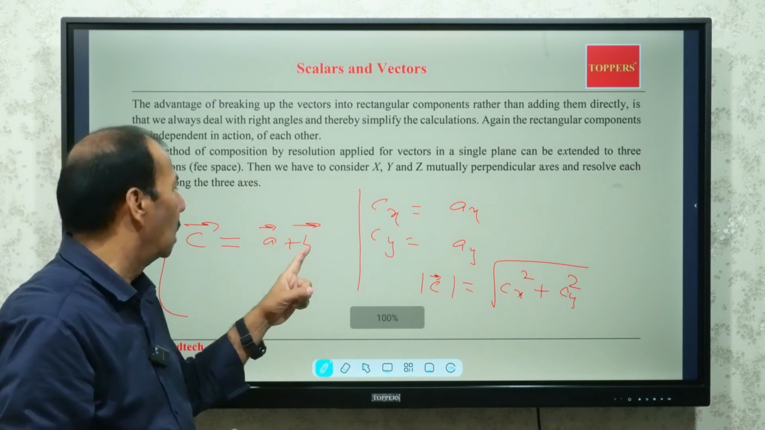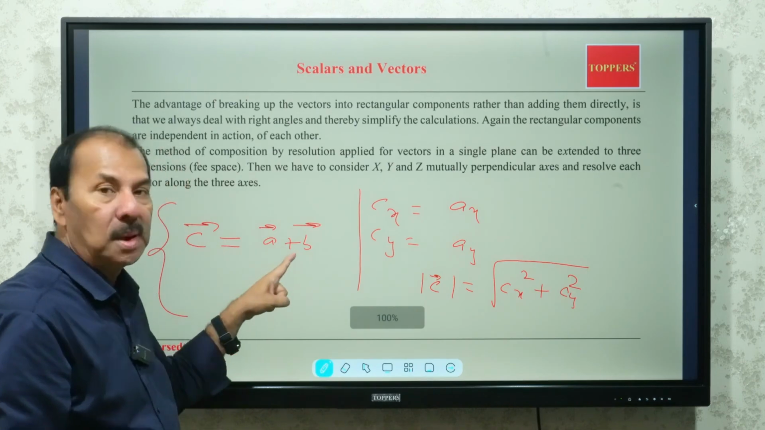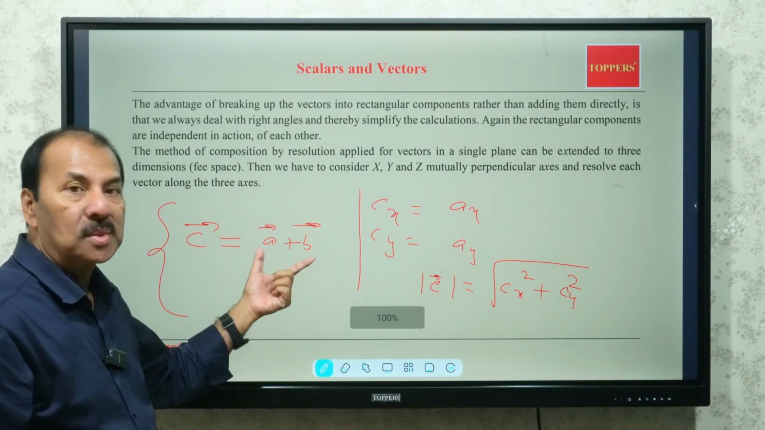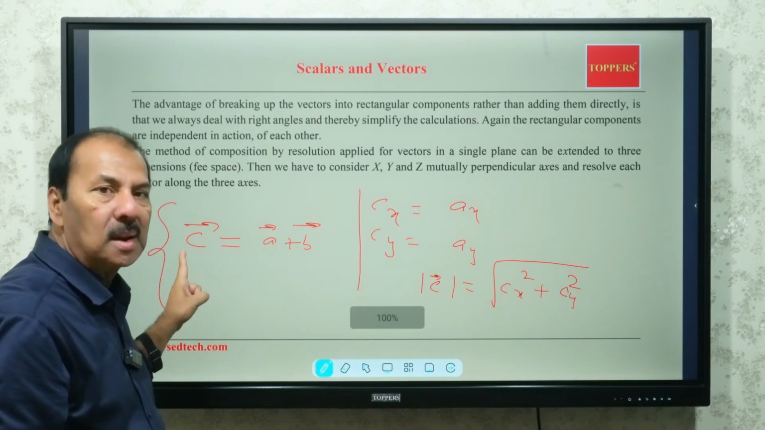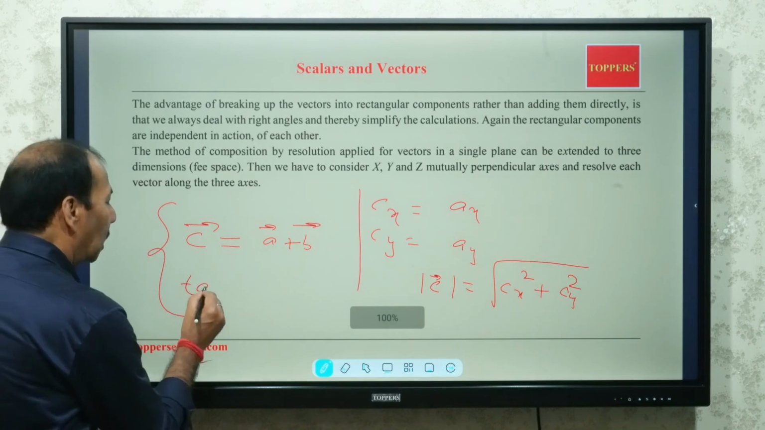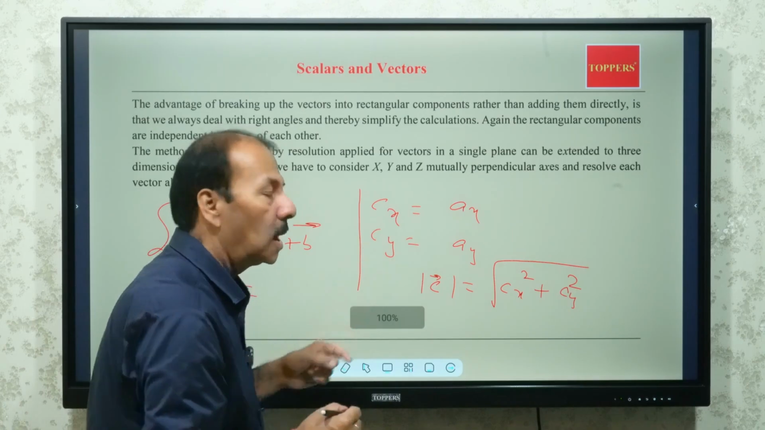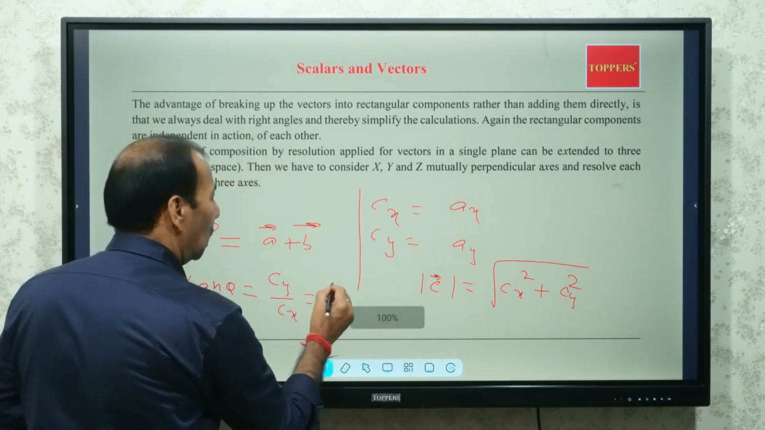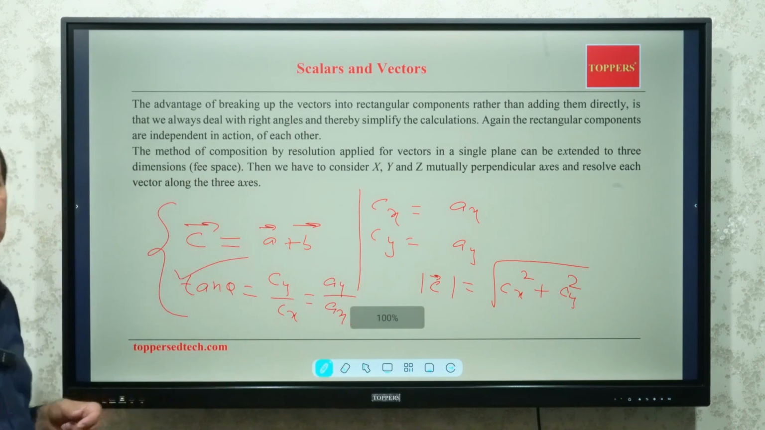Suppose the resultant C of the vectors A and B makes angle theta with the x-axis. Then what will be the direction of that C? If it is theta, then tan theta will be equal to the y component divided by the x component, means Cy upon Cx, and here the y component is Ay plus By, and the x component is Ax plus Bx. So that way we can calculate this.